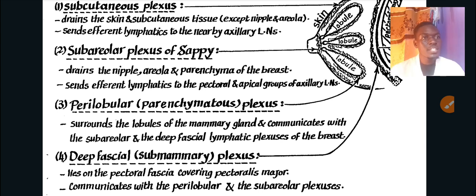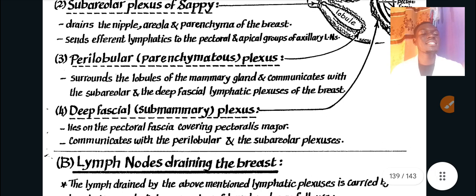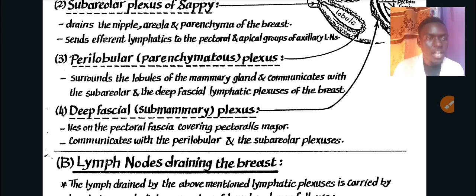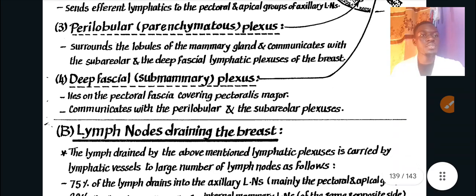It actually communicates with the perilobular and the subareolar plexuses. Now, these plexuses are the ones that transport the lymph away from the breast. However, they drain into the lymph nodes. Now, it is also very important to know these lymph nodes.